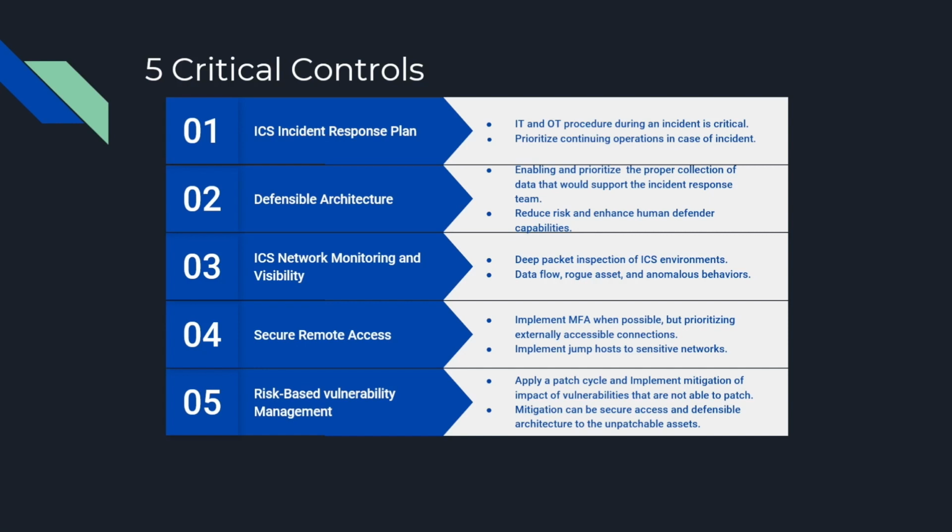The second aspect that we have is defensible architecture. Essentially, with defensible architecture, what we want is something that will enable our defenders to defend the network, something that will make it harder for malicious actors to get into the network, straightforward. But it also is to enable defenders to get the proper tools they need whenever a bad day is going to come. The third aspect is network monitoring and visibility.